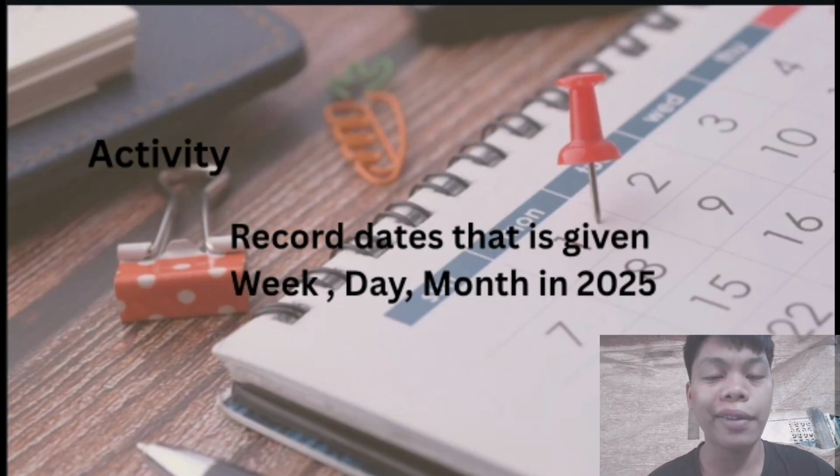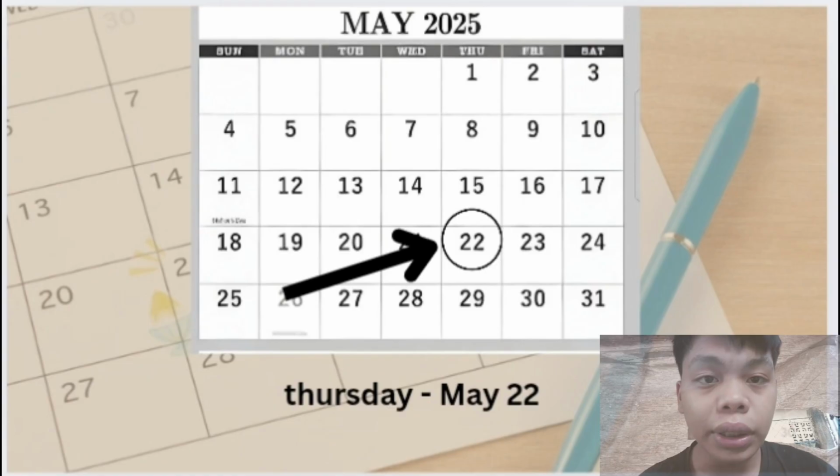Now we're going to have an activity. What you're going to do is write on one whole sheet of paper. You're going to record what day and month is being shown. For example, the 22 here falls on Thursday. So 22 is Thursday on May.